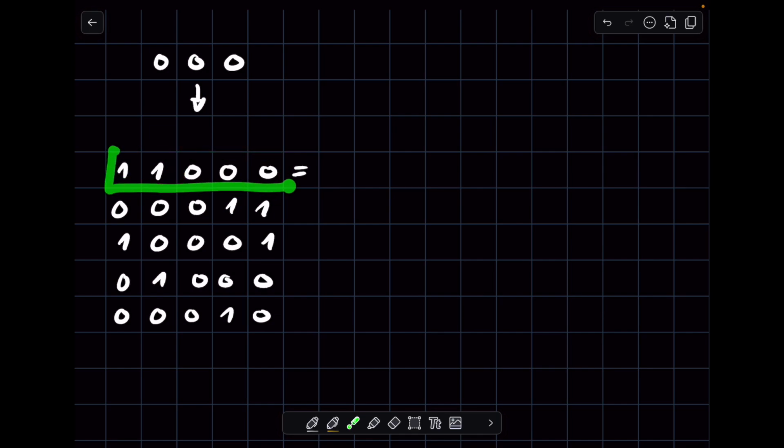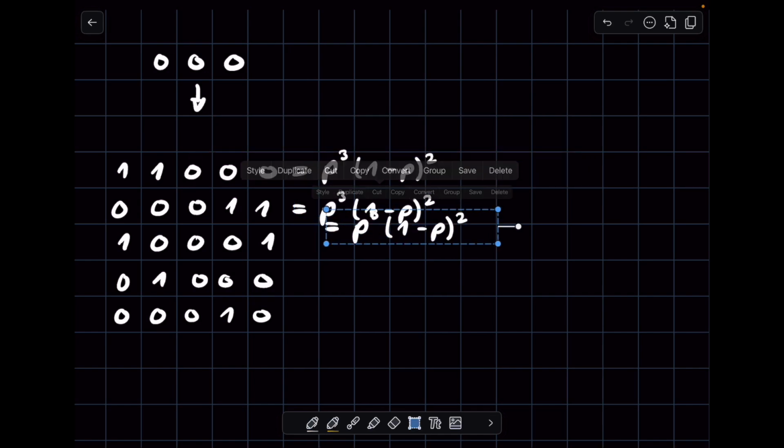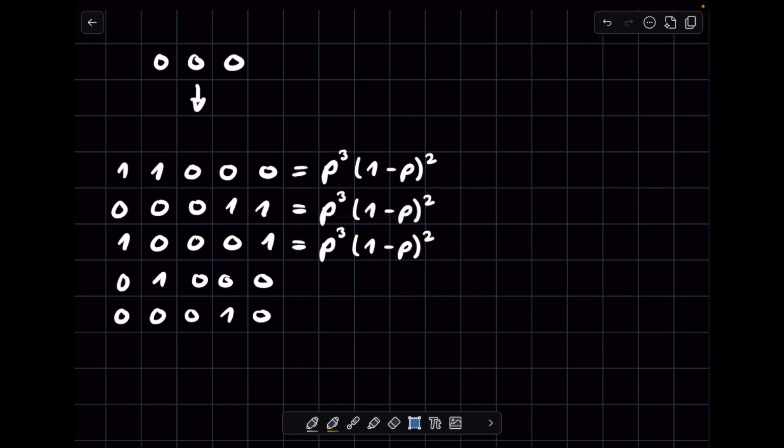As they're independent cases, we can multiply them, and then we can sum them all up. So this will be, we have 3 heads, so p to the power of 3, 1 minus p squared. Same thing over here, it's the same thing, just a different order. Same thing over here, different order. In this case, it's going to be a bit different because we have p to the 4, 1 minus p, and this is going to be the same case.